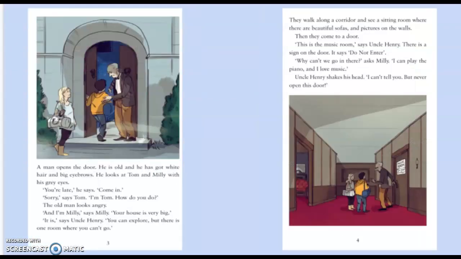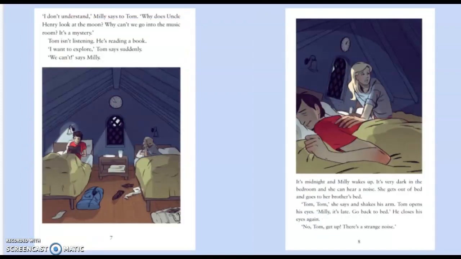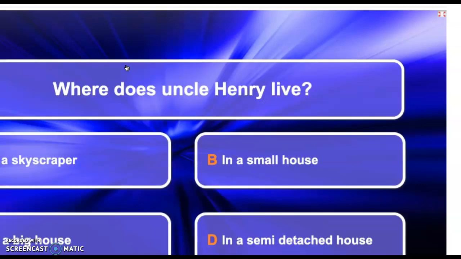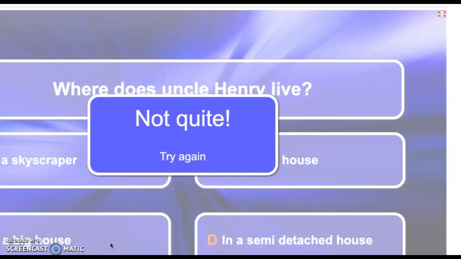So you go through the story, you go on, read, and then here you have some other games. And click on the link. You have questions. What you have to do is answer the question. Where does Uncle Henry live, for example? In a skyscraper? No, that's the wrong answer. The right one is in a big house.